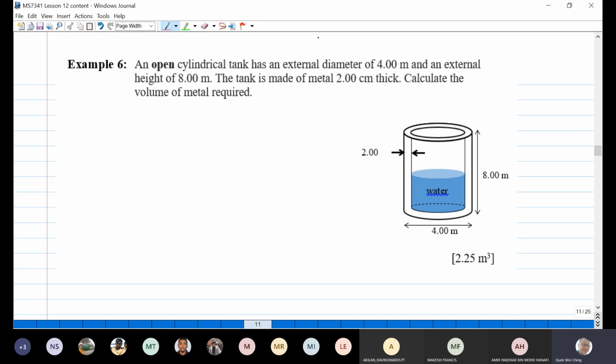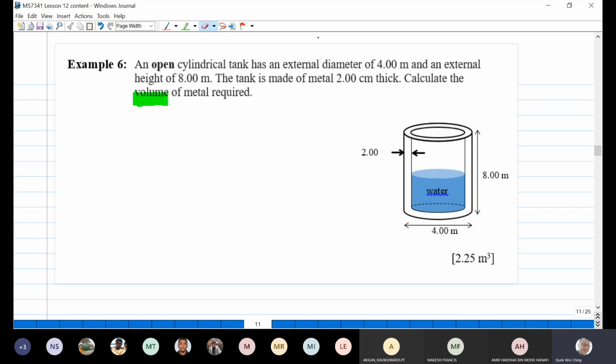So we are actually looking for the volume of the material, the metal here. So how to find the volume of the metal? So actually, you have to do two things. You're looking for volume now. Basically, the volume of metal here is not really the same as water. They try to figure out the volume of the tank externally, then subtract the volume of water.